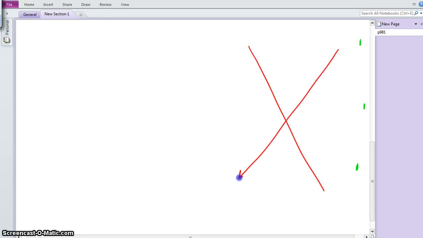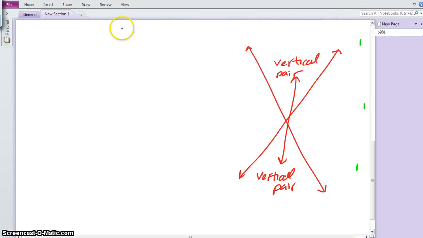So read that definition again. You're going to be asked to identify vertical angles in a drawing. The angles that lie on opposite sides of the intersection are called vertical angles. So vertical angle pair here. And a vertical angle pair here.